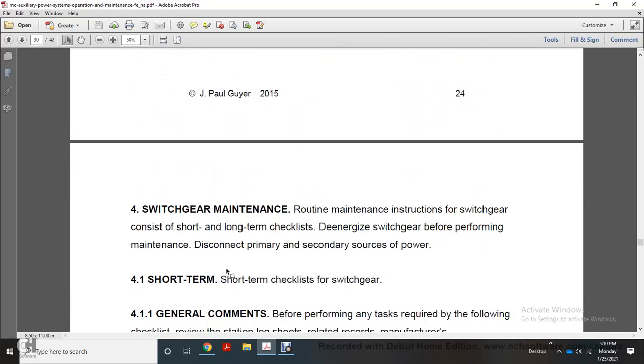Alright, Chapter 4, Switchgear Maintenance. Routine maintenance instruction for the switchgear: short and long-term checklist. De-energize the switchgear before performing maintenance. Disconnect the primary and secondary sources of power. The short-term checklist for the switchgear.